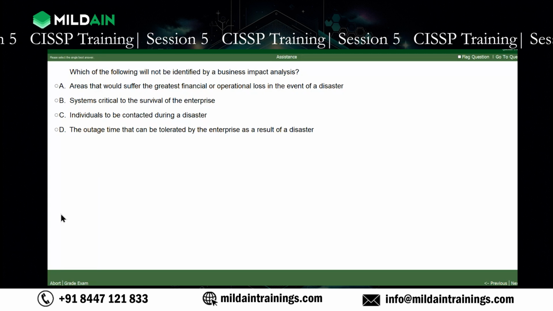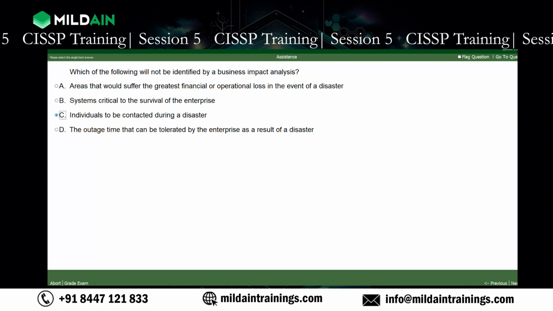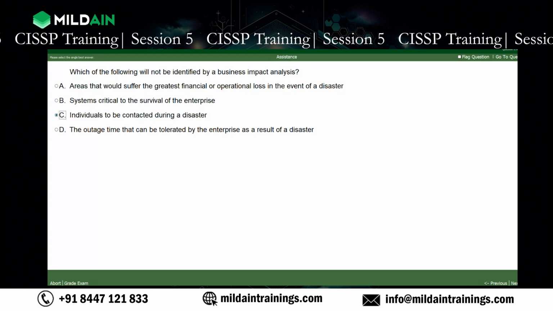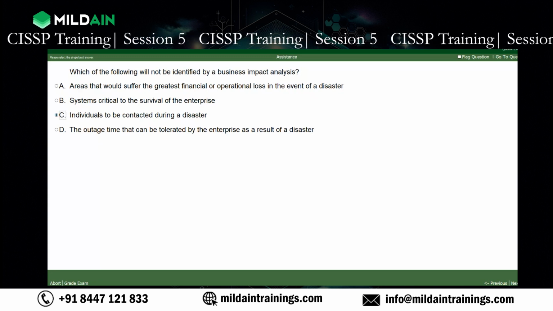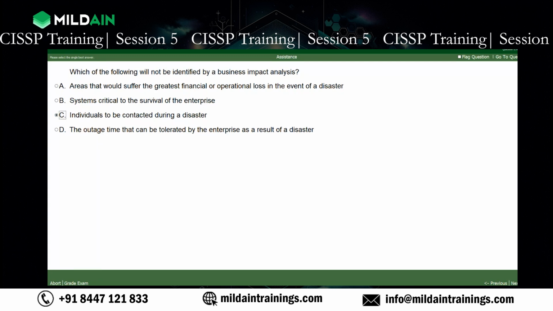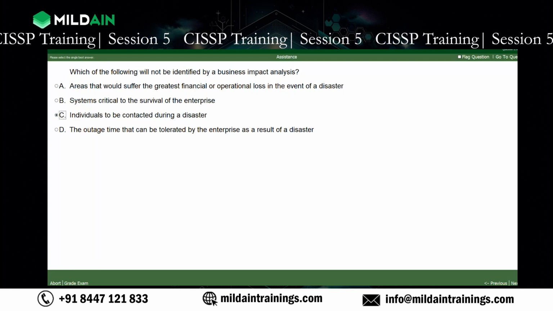Okay, I see that you have chosen option C as the right one. Developing of call trees would take place after the business impact analysis. C is the correct answer.